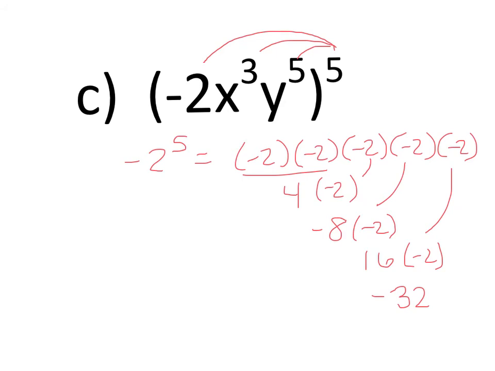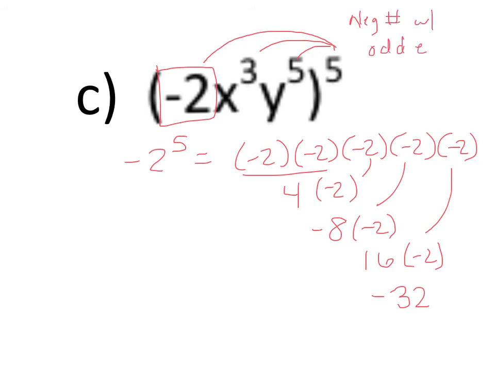What I want to talk to you about here: anytime you have an odd exponent, and what we're talking about is a negative number with an odd exponent, it stays negative. So the number will stay negative.